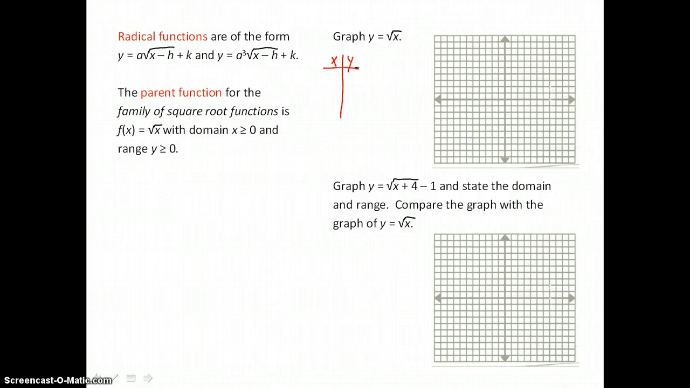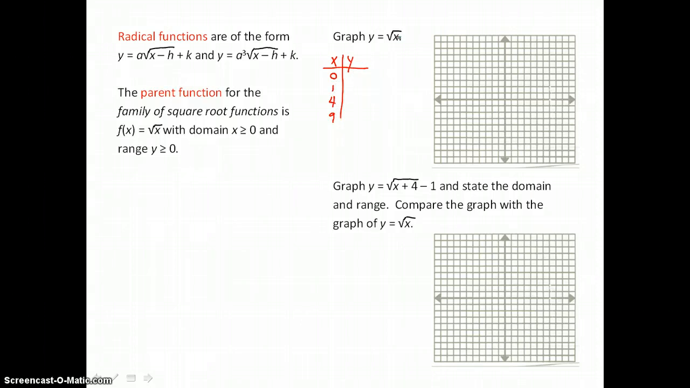And in for x, since I can't take the square root of a negative, I'm going to put 0, 1, 4, and 9. 0 is the smallest number that I can take the square root of, and then I put in some perfect squares so that I'll get some nice y values.